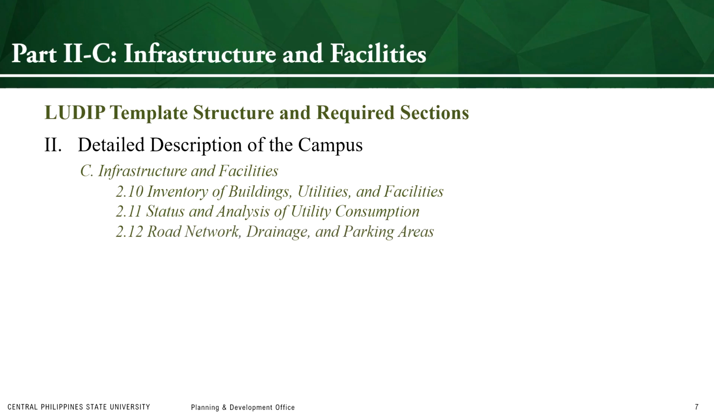Section 2.12, Road Network, Drainage, and Parking Areas. Evaluate your campus's internal mobility and drainage systems. Provide maps and an inventory of all roads, drainage systems, and parking facilities. This section supports planning for accessibility, safety, and efficient traffic flow, things that affect everyone on campus every single day.